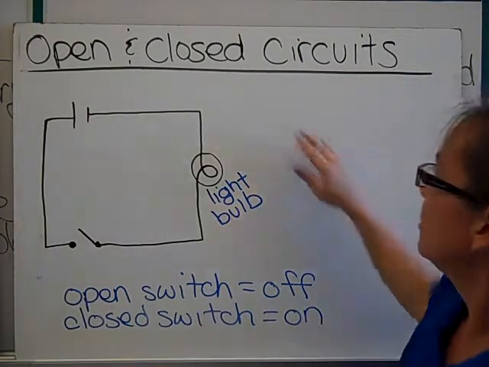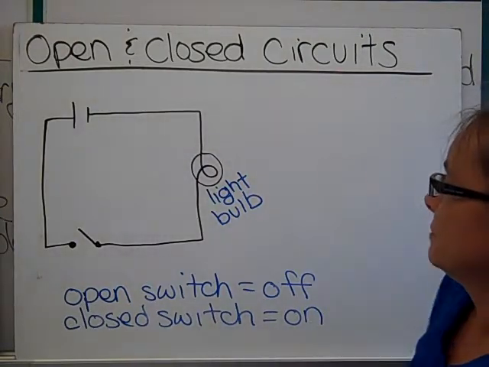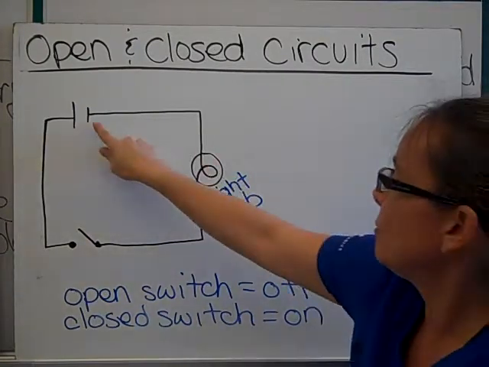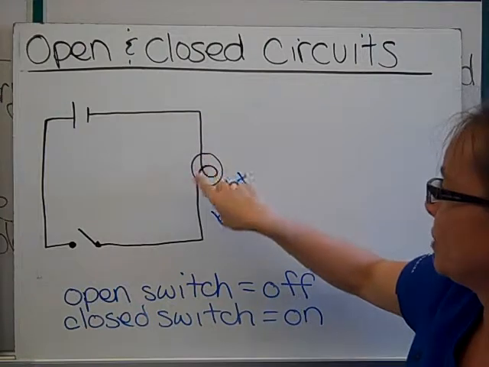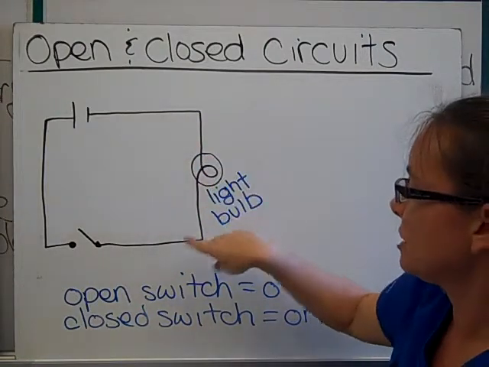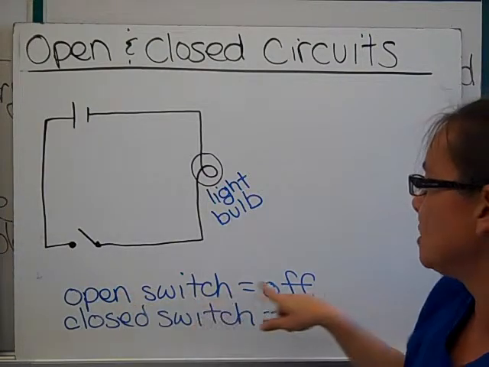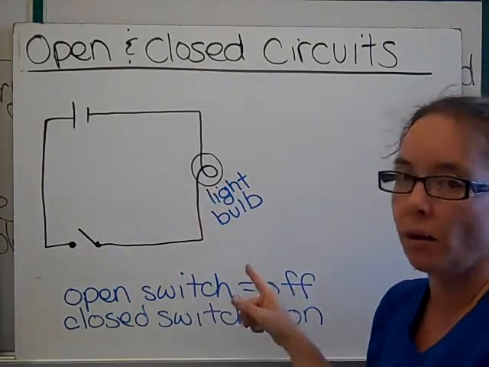And last slide, open and closed circuits. This right here is the symbol for a light bulb. So if we had our power source here and we were running electricity through this light bulb, we could turn it on and off with the switch. An open switch would turn the light bulb off.